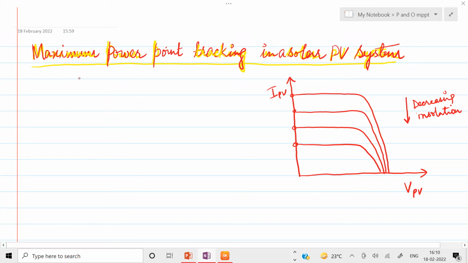In today's lecture we will be talking about maximum power point tracking in a solar PV system, and more specifically we would be looking into one of the widely used conventional methods for tracking maximum power from a solar PV system, which is known as the perturb and observe method.